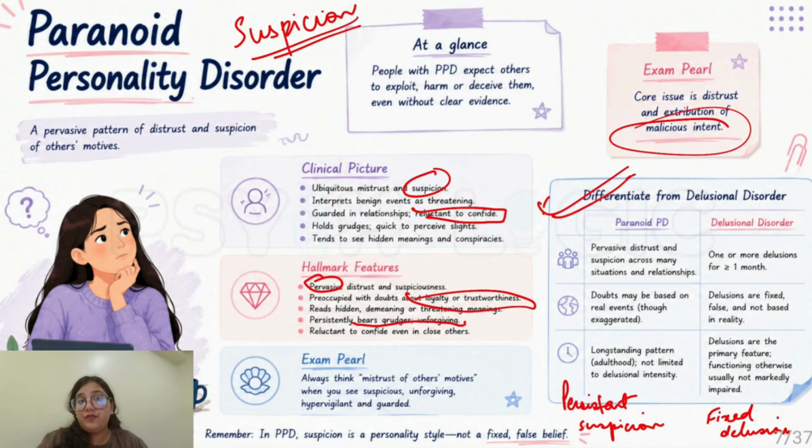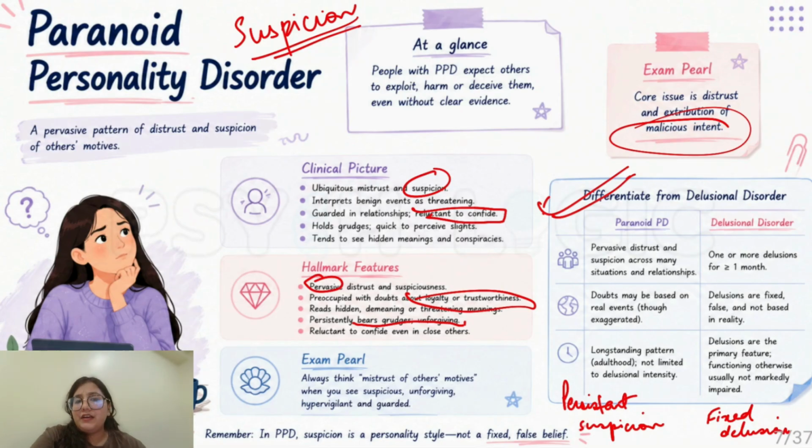Imagine your friend did not invite you to a party. Most people might think that they forgot. Now, a person with PPD, paranoid personality disorder, thinks they're trying to exclude me. They probably have been talking to other people behind my back. Everyone is against me. They jump to the worst possible interpretation.